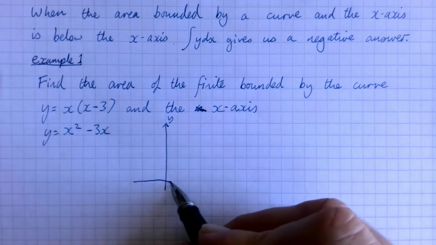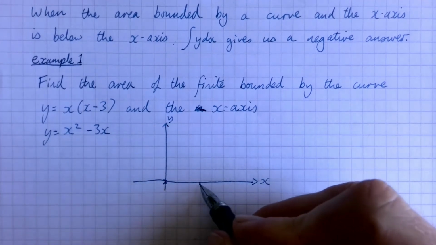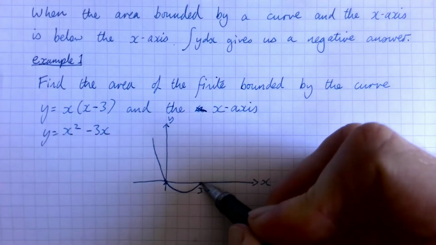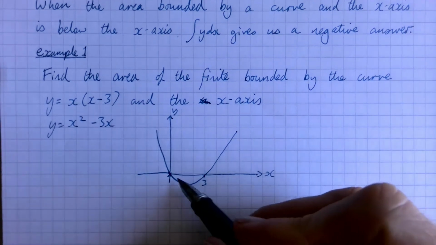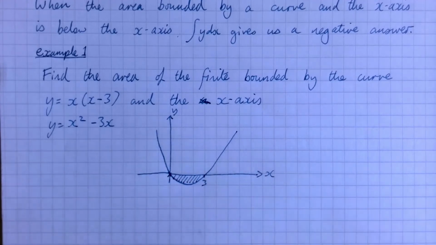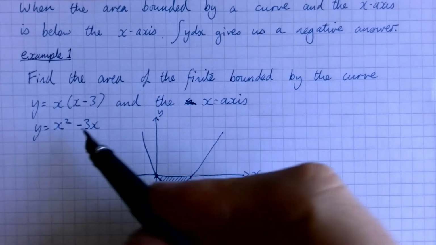So we would be looking at 0 there, and if that's 3, putting some kind of a curve in like that. Oh, not a very good sketch, but never mind. And what we're looking at is the area of this. Now we're going to do the same thing as we would do normally, but we're going to be given a negative answer, and then we just take away the negative to say how big that area is. So what does that look like?